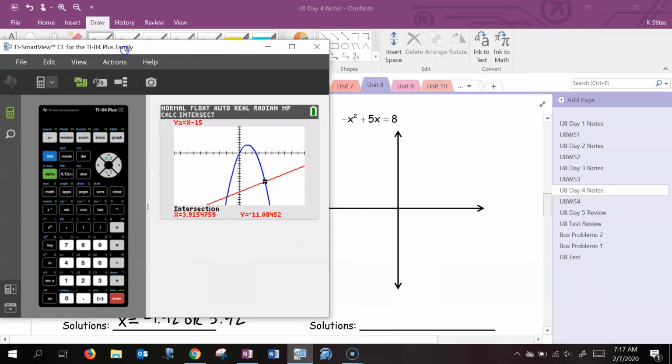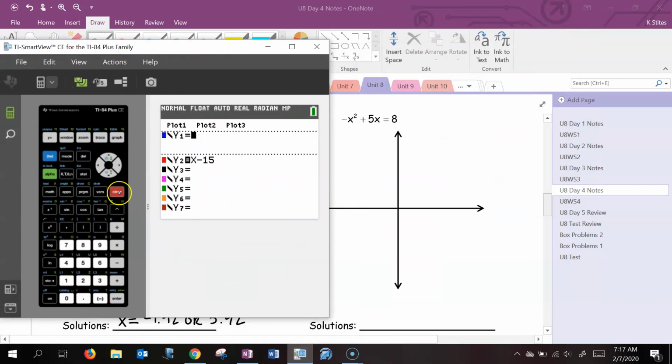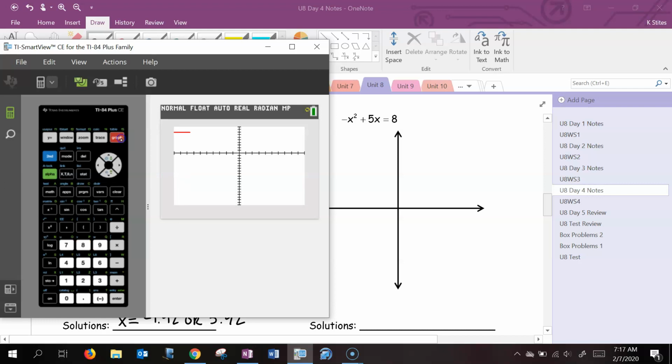Let's try this one. Okay, I have -x² plus 5x. Okay, and then 8. All right, and graph. Okay, so this one I can see everything that's going on here.